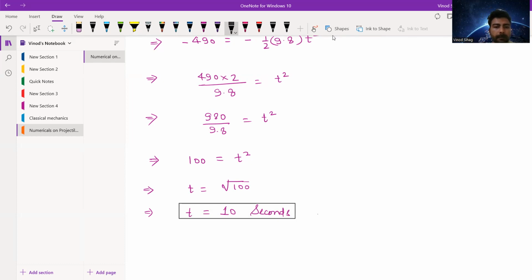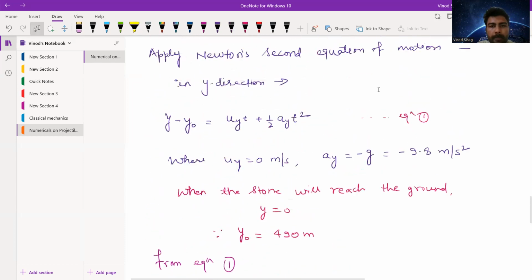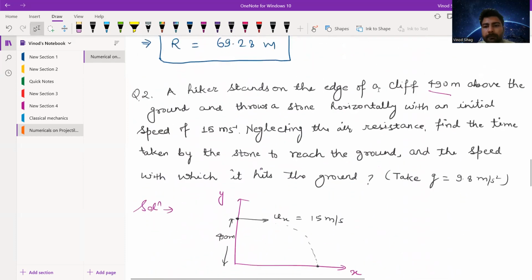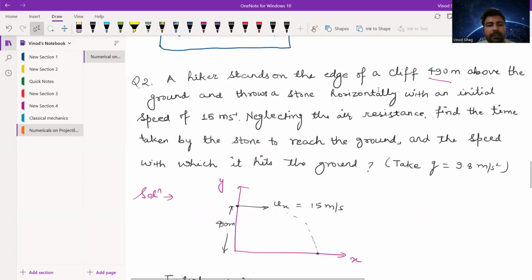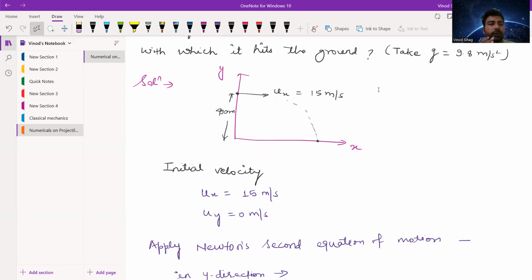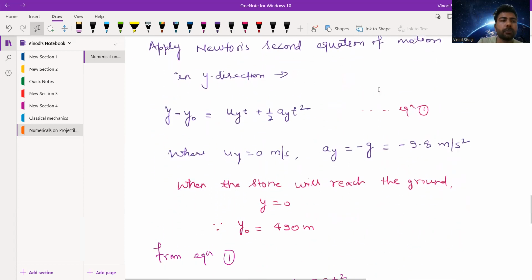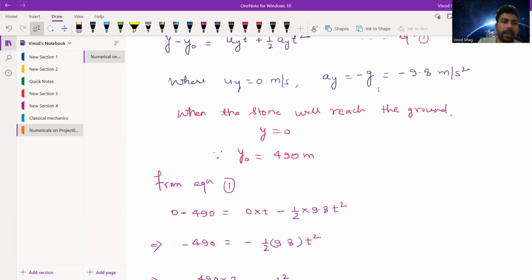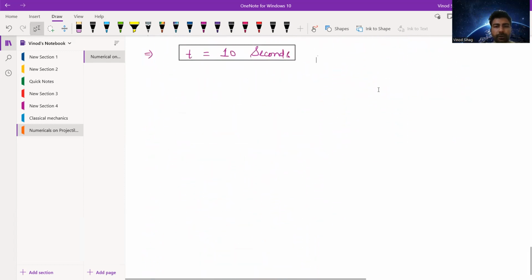Now the second part. In the second part, they are asking for the speed with which it hits the ground. Okay. There are two things. First of all, the velocity has two components, the y component and the x component. And we know that in the x direction there is no acceleration. So the x component of the velocity will be the same, but the y component of the velocity will change. That we are going to see now.